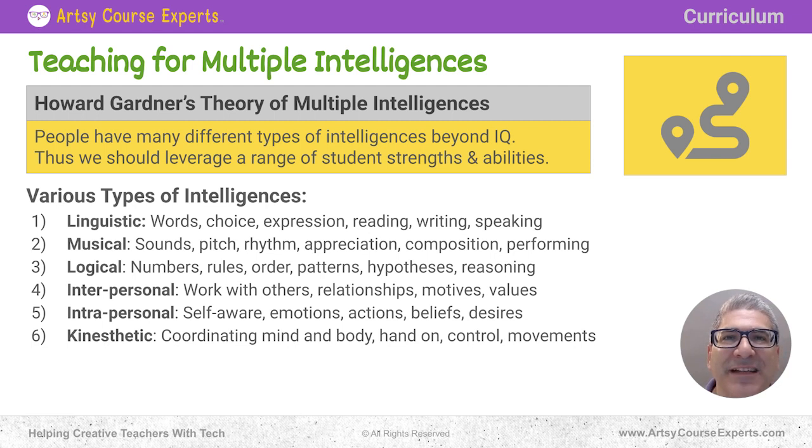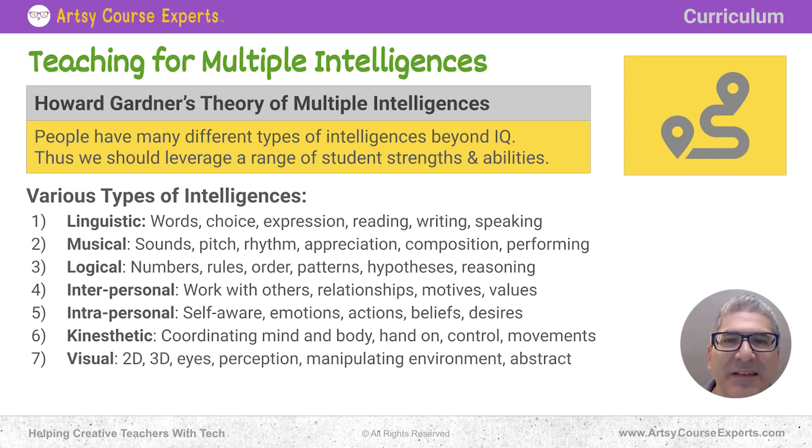The next type of intelligence that Gardner called out is the visual and spatial. These are students that are excellent with 2D, 3D, their eyes, perception, manipulating the environment, abstract thinking. So if they have this intelligence, we want to help them learn and experience the most that they can with their visual and spatial skills.